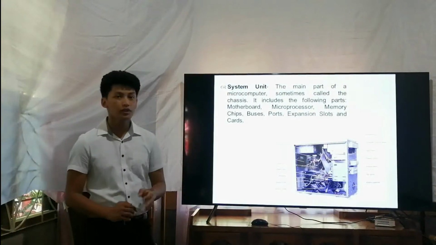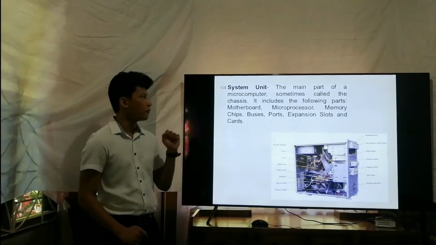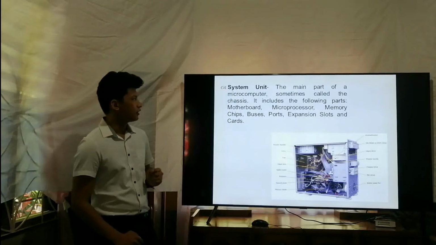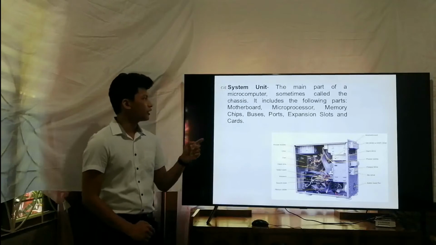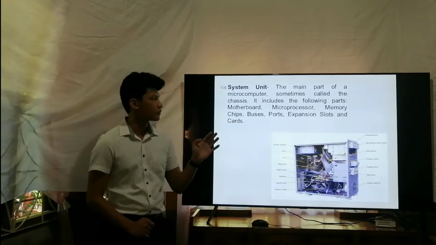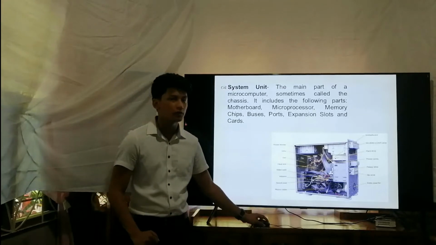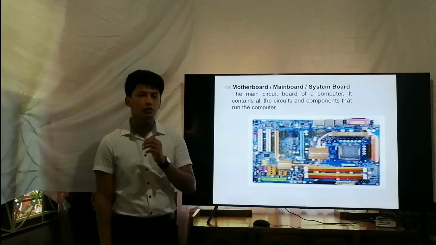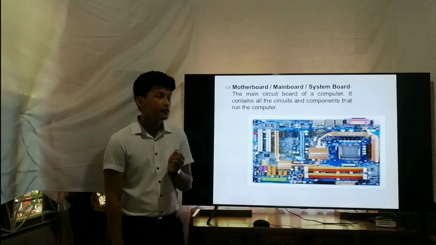A system unit is part of a computer system. It is also the main part of a microcomputer, and it is also called a chassis. It includes the following parts: motherboard, microprocessor, memory chips, buses, ports, expansion slots, and cards. The next one is the motherboard, which is located inside the system unit.